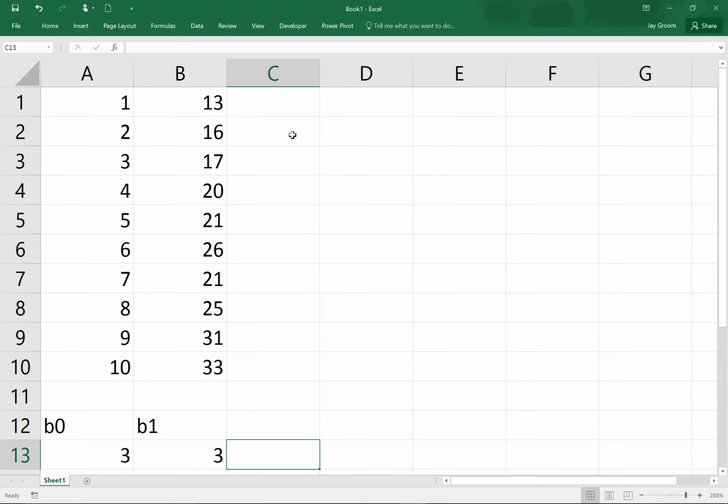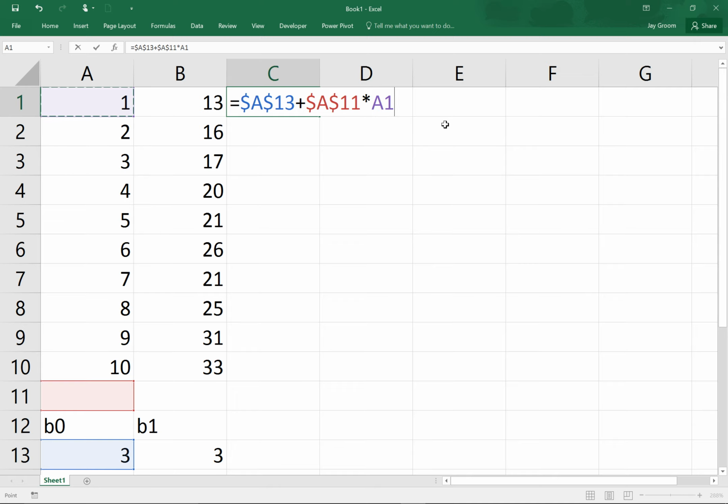Now, if I do this, I go equals this guy. So lock it in times, that is, if you will, that's my beta naught. So beta naught plus beta 1 times my x's. Hit enter, and there you get this data.